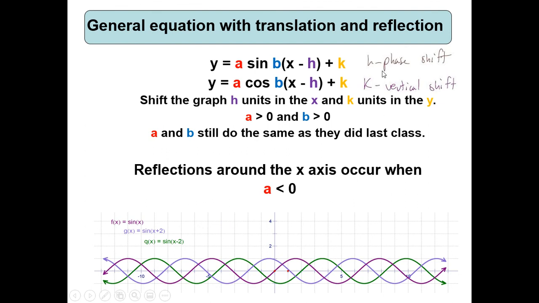So h is the phase shift, right and left. k is a vertical shift up and down. y equals 0 is our baseline, right? If y is equal to 0, that's going to be our baseline. If we shift up with k, then we're going to have a new baseline.